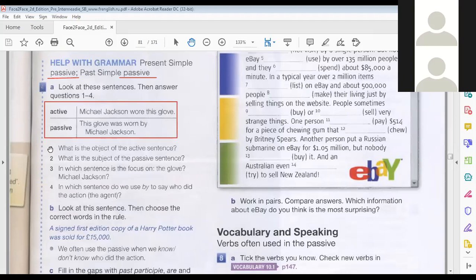So in question number 1 it says, what is the object of the active sentence? Of course when we say subject and object, the object is the one receiving the action, and the subject is the doer. Okay. So question number 1 says, what is the object of the active sentence? That is the first example. Michael Jackson wore this glove. Glove, correct. And what is the subject of the passive sentence?